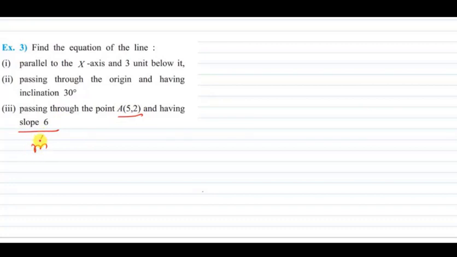That means slope m is 6 and the point through which it is passing is (5, 2). If we know the point and the slope, which formula are we going to use? That is y minus y1 equals m times (x minus x1), right? This is the formula for finding a line passing through one point with one slope, that is, the point-slope form. So just put in the respective values.